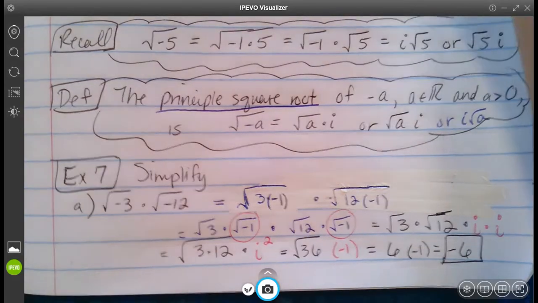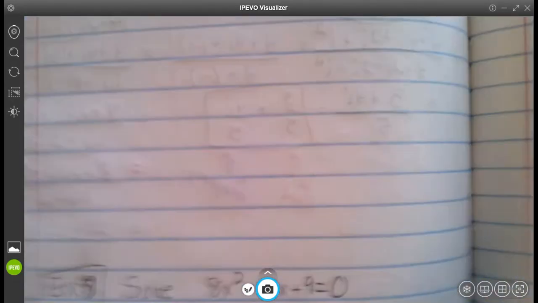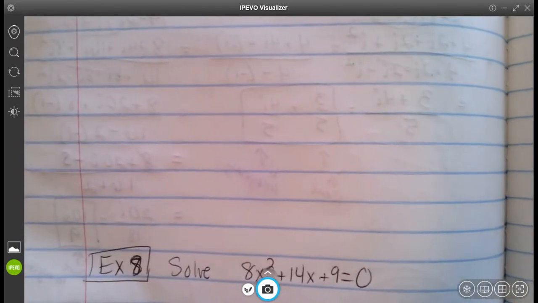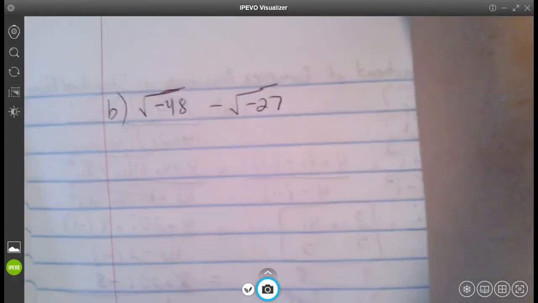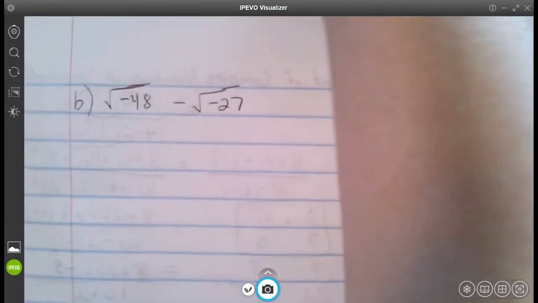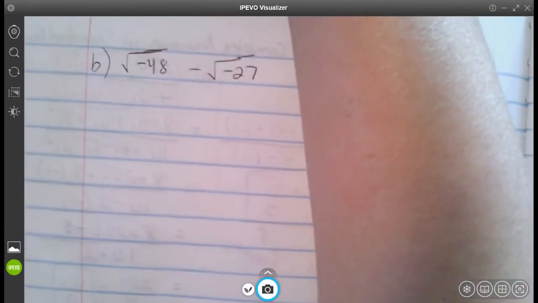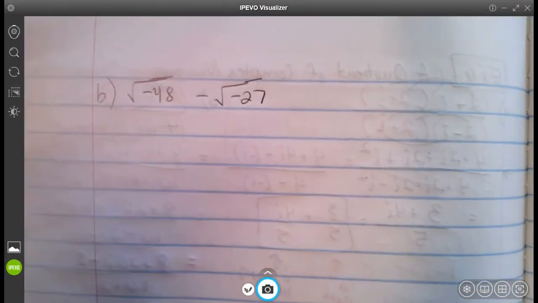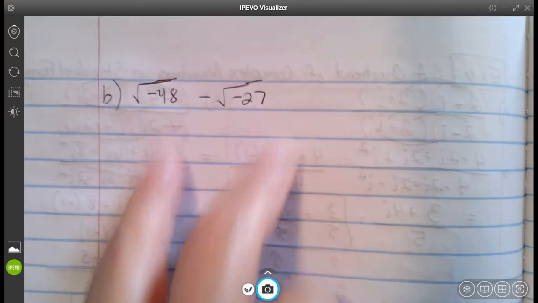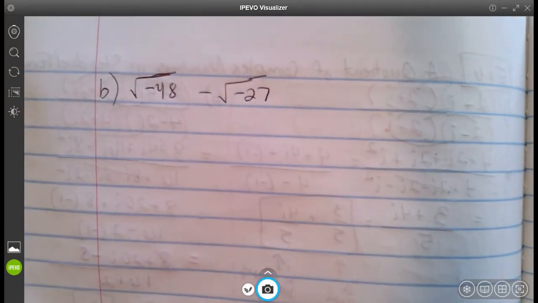Let's go ahead and look at a couple more. I think I wrote these on the back. Yeah, I wrote these back here. So let's look at letter B now. This is a subtraction problem, so we're going to have to do a little bit of, well, you'll see in a bit. We're going to do the same thing where we rewrite these in terms of our square root of negative 1s.